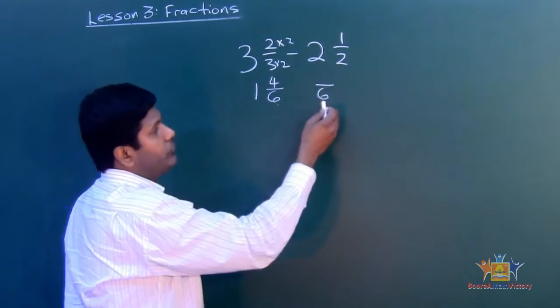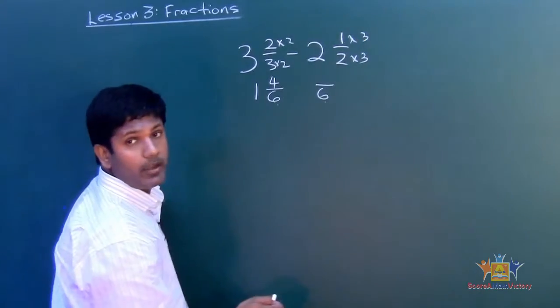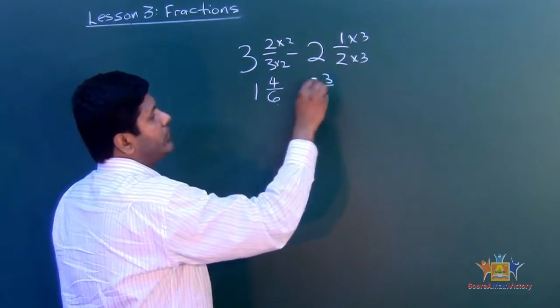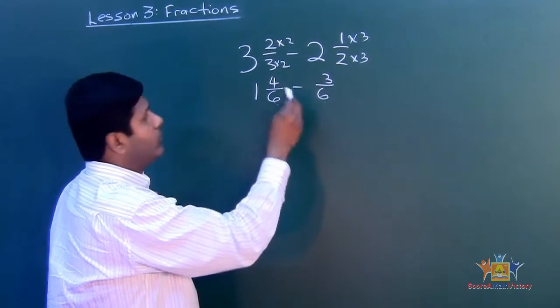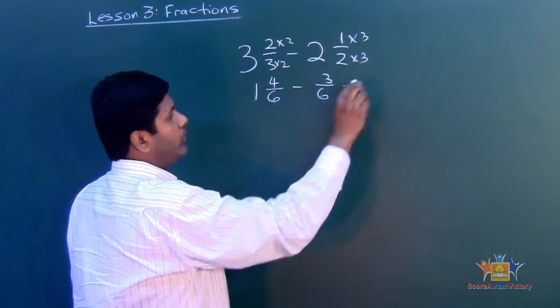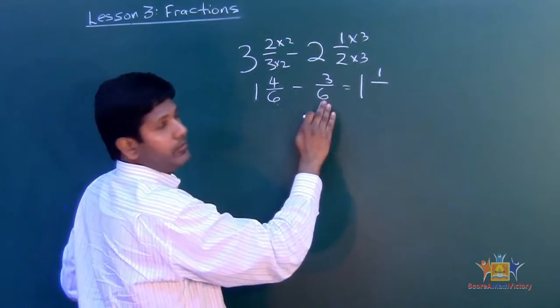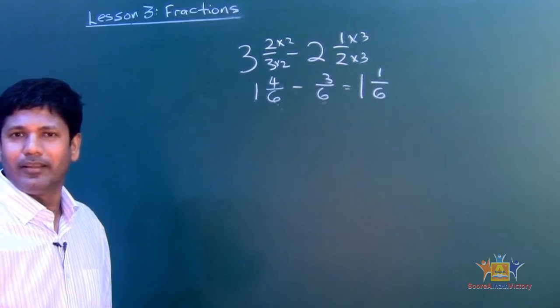How to convert 2 to 6? I multiply this by 3. That means I'm going to multiply the numerator also by 3. Okay? Because 2 times 3 is 6, 1 times 3 is 3. Now I'm going to subtract. Both have the common denominator. Before that I bring the whole number 1 first. 4 minus 3 is 1. And then I carry the denominator across.